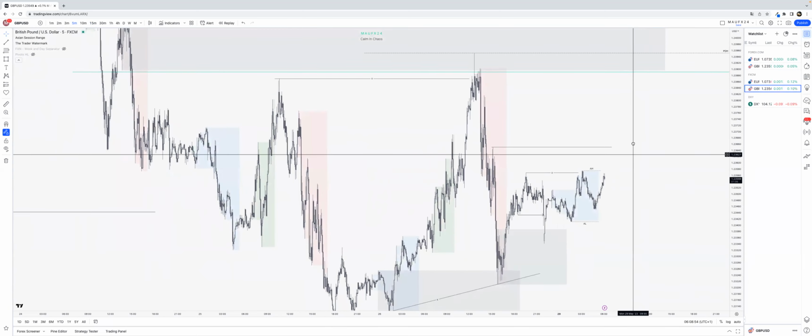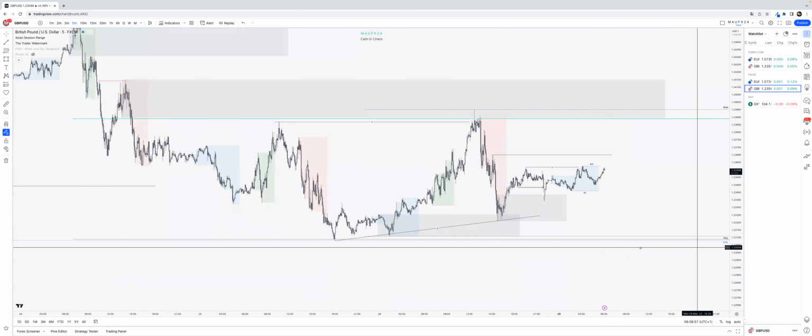And if we don't get a sell set up, then I will look for buys below the liquidity.